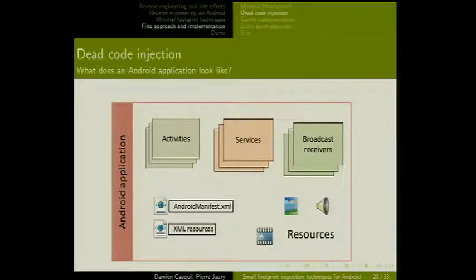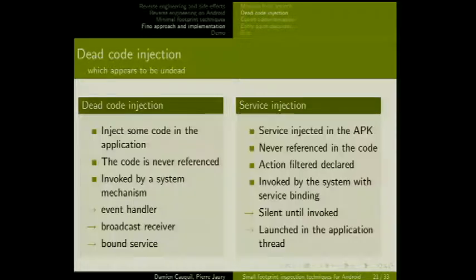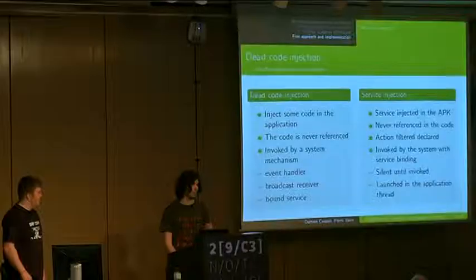There are services, the things that run in the background. There are broadcast receivers, the things that just deal with the messages of the system. And all of these are registered in the manifest. What we did with Fino was inject some dead code in the application. We took the application and injected some dead code that is never referenced anywhere in the application. And by not being referenced anywhere, it is never called. It has to be called by the system.